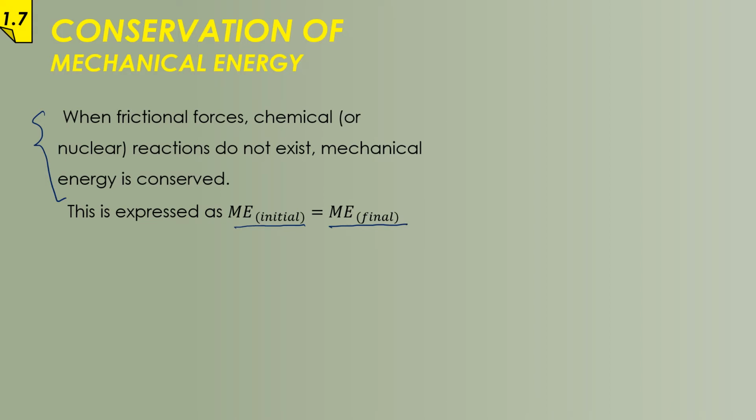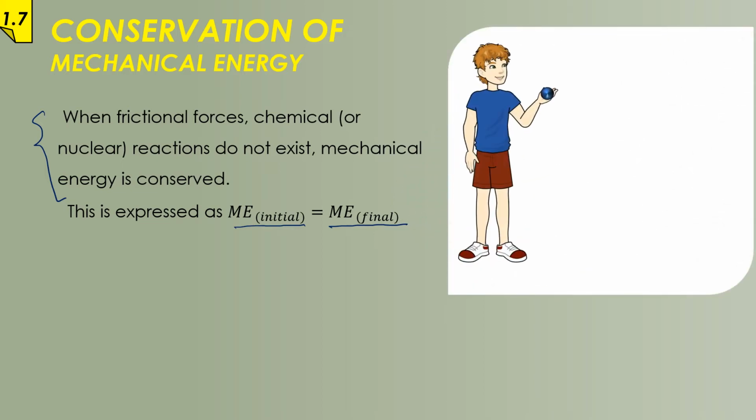In order to use this in problem solving, it's essential to specify what system you're studying and which instances or situations you are going to consider as initial and final. Observe the figure here in which we have a boy carrying a marble. As the boy carries the marble above ground, the marble and Earth as a system together possess gravitational potential energy. So at that instant, energy is purely gravitational.